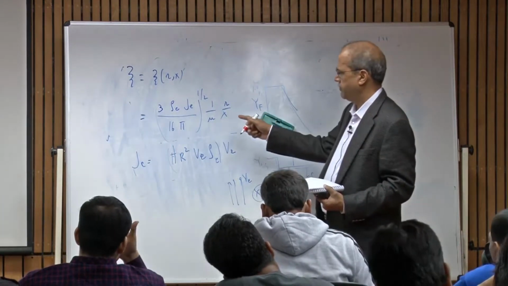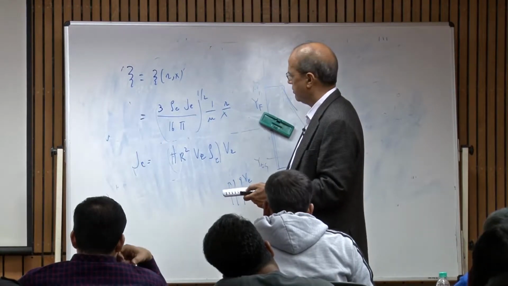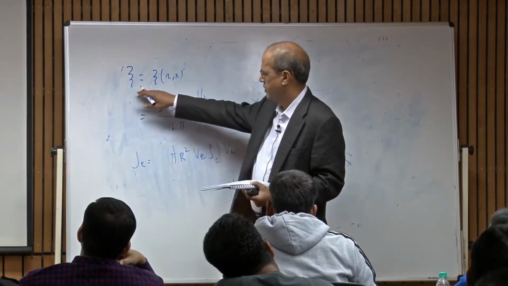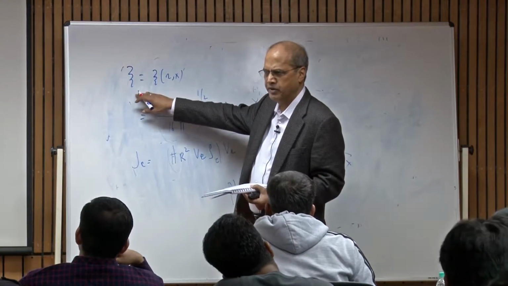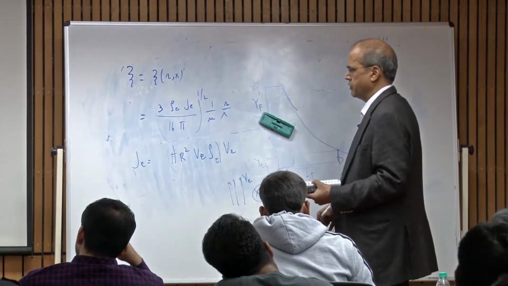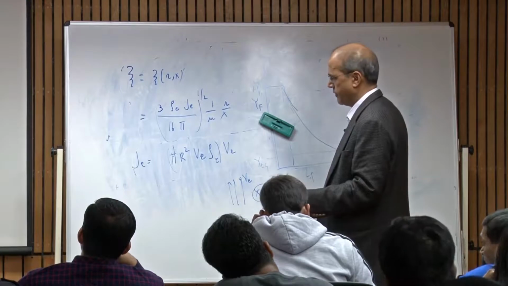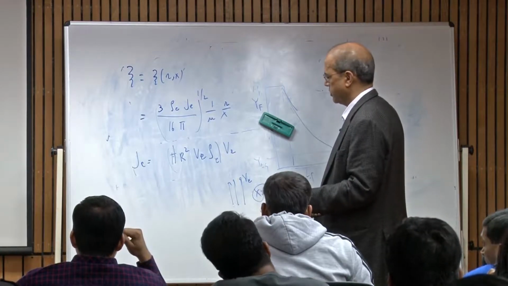So that's the similarity variable. And then you write the equation with this as the independent variable. So you'll have the species equation and the momentum equation. And the solution is given by these equations here. So this is the solution.